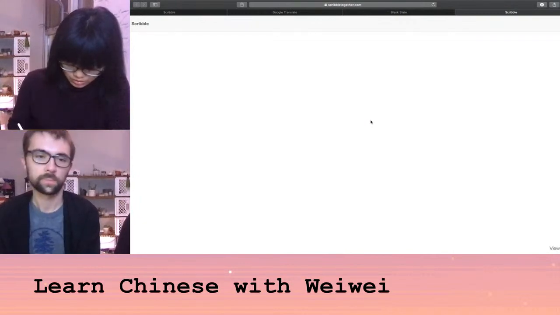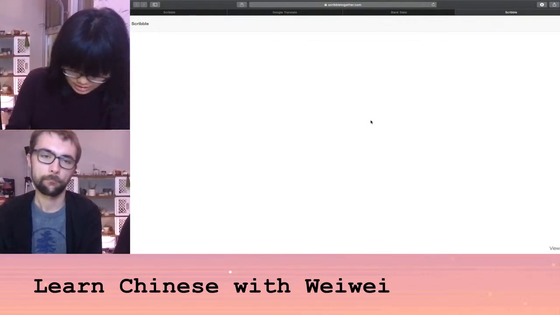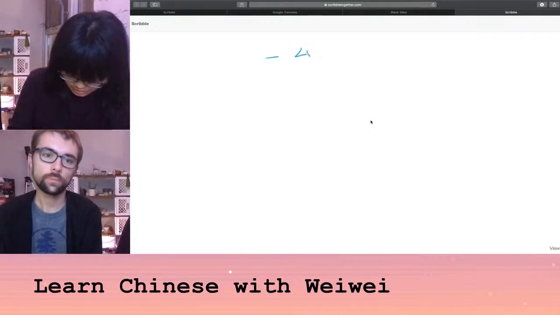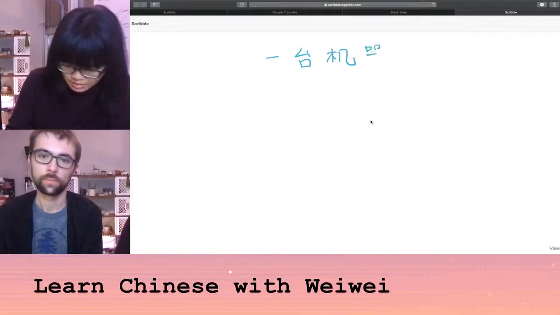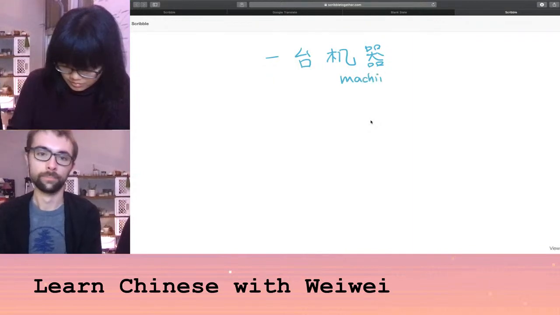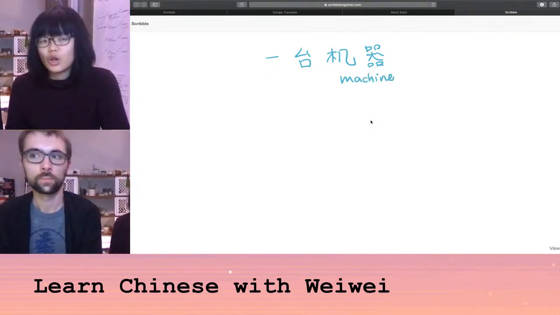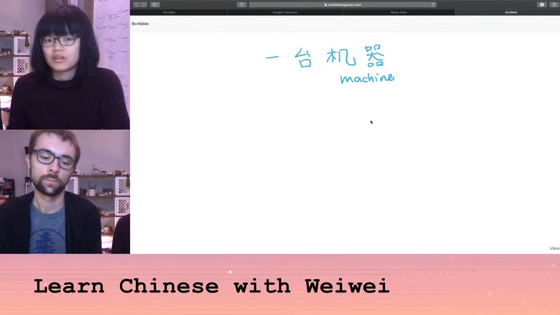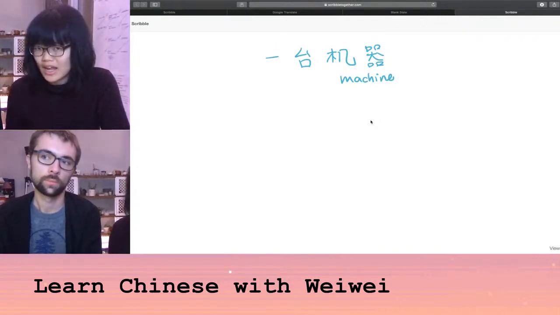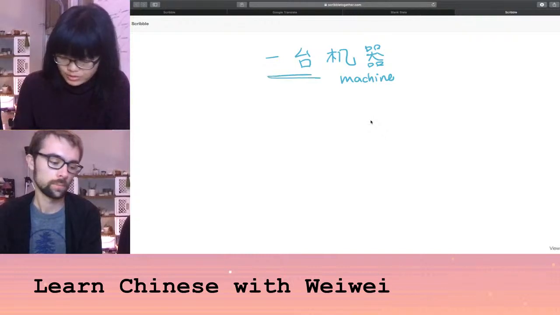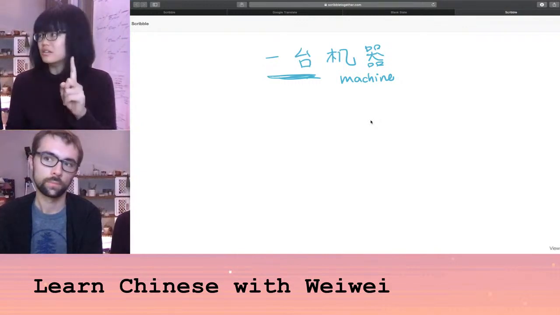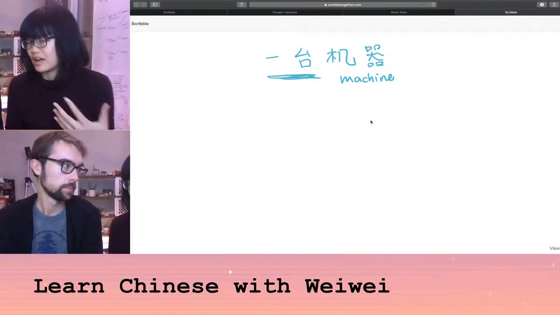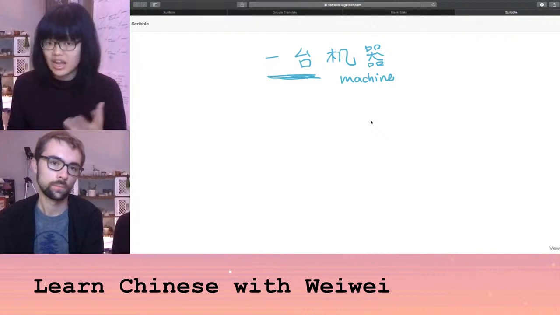Cool. So, 一台机器. 机器 means machines. And in a lot of cases, appliances would use tai. Not all the cases. So refrigerator is just 一个, 一个冰箱. But 一台 also works.